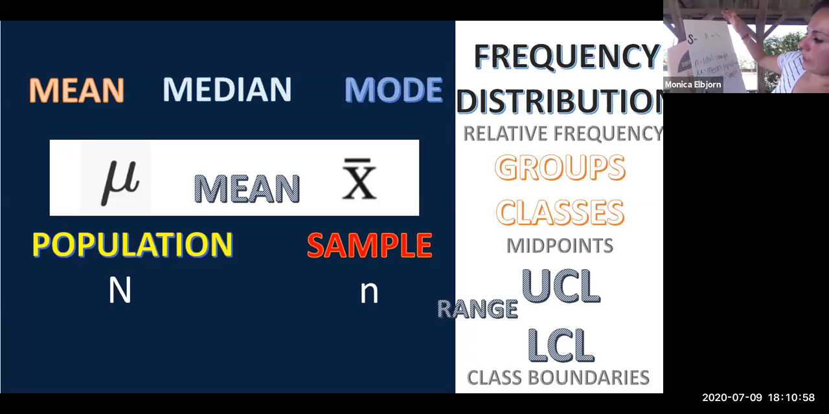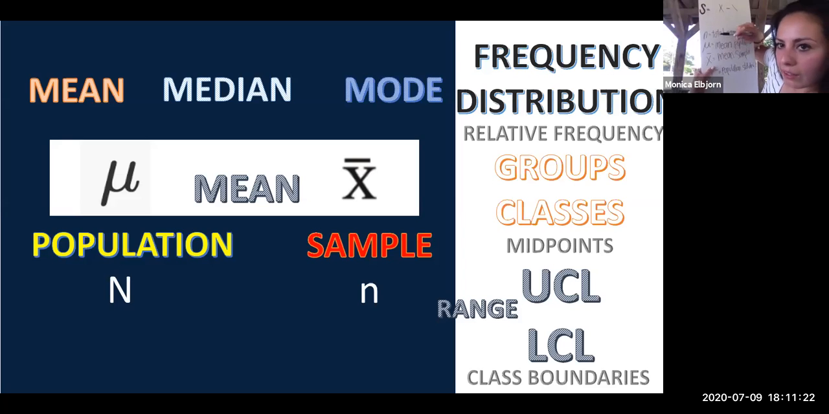Are we talking over here about population or sample? We're talking about sample, right? Because it's an S. If it was sigma, then we'd be talking about the population standard deviation. But we're talking about S. S means sample. So very good. Toby says X bar. That's correct. So we're talking about our sample.